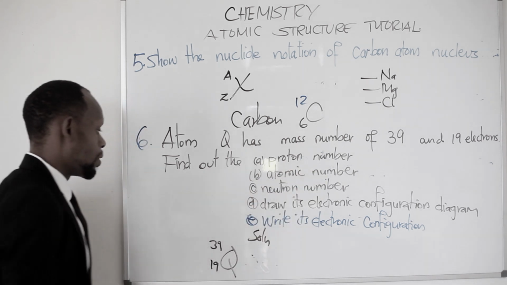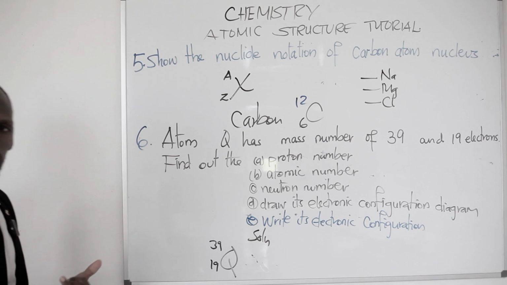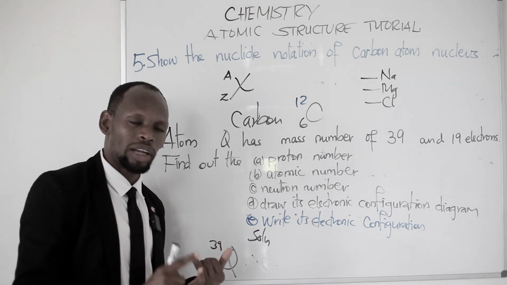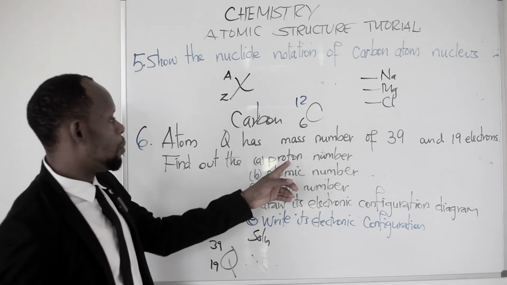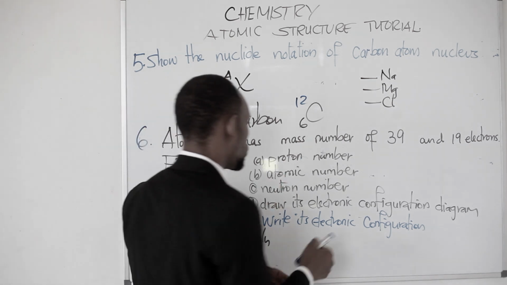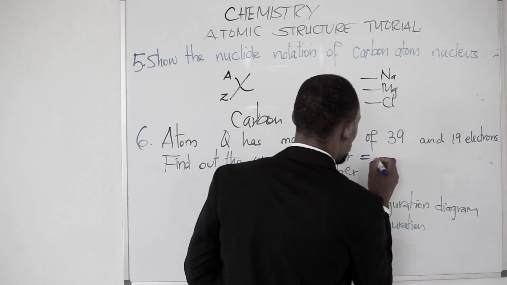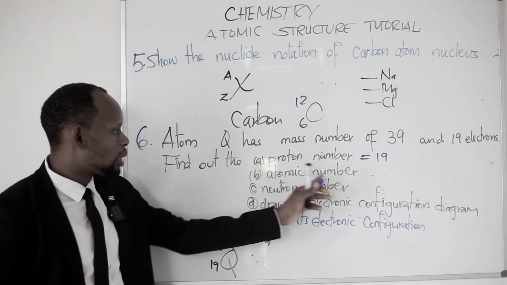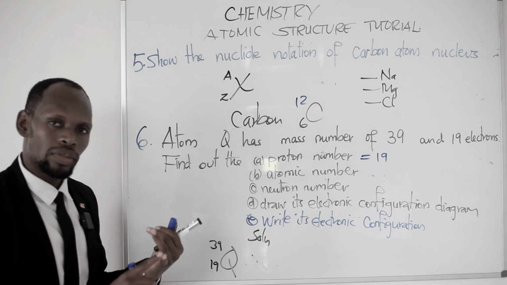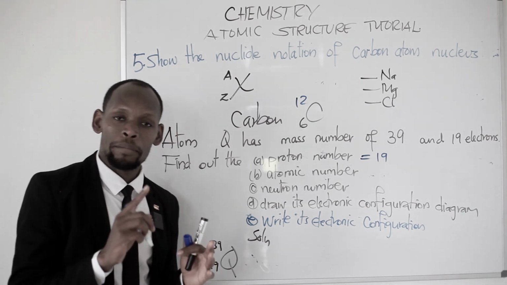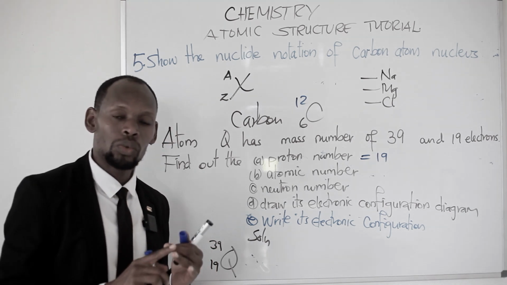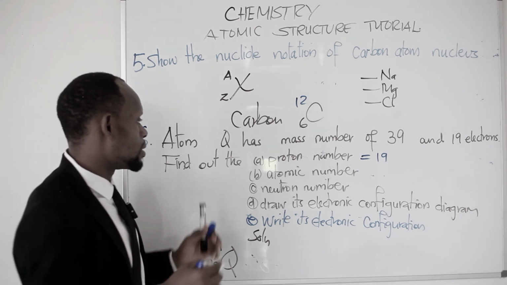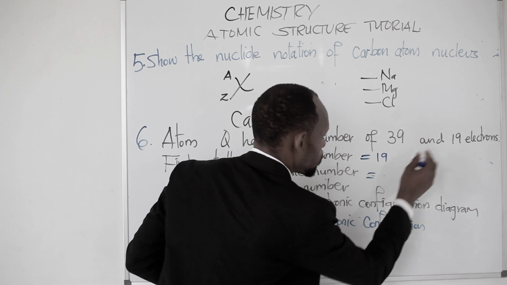Proton number. The proton number is equal to number of electrons, but also proton number is equal to atomic number. Therefore, here the proton number is equal to 19. Again, the number of electrons is equal to number of protons is equal to atomic number. Therefore, this is equal to number of electrons, which is 19.